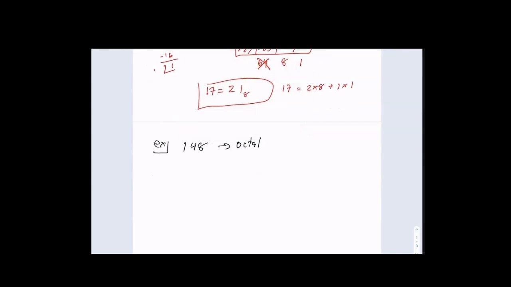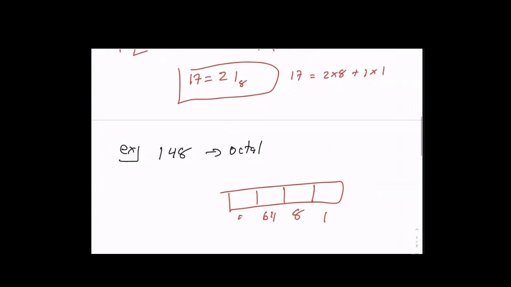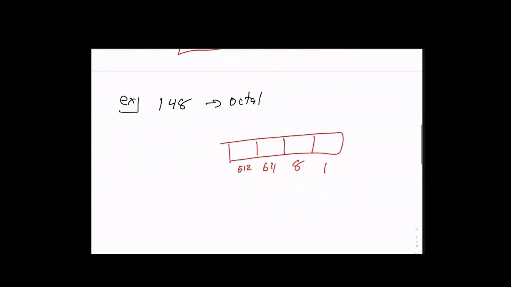So let's talk about our table here. 1, are we going to use that? Of course, that's obvious. Next one, 8. Is that less than 148? Yes. The next one, 64. Is that less than 148? Yes. The next one is 512. Is that less than 148? No. So we're not going to use the 512. All right, so now it becomes divisions.